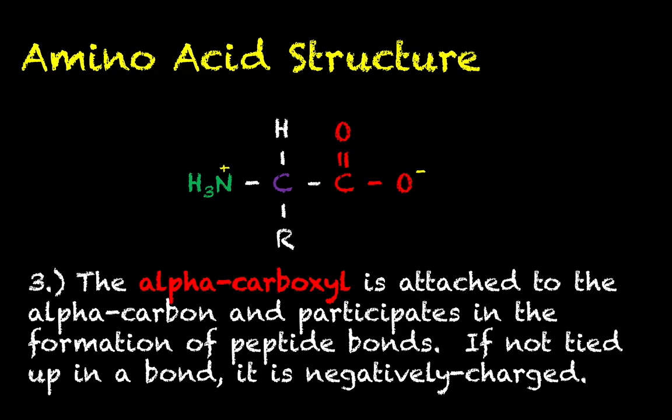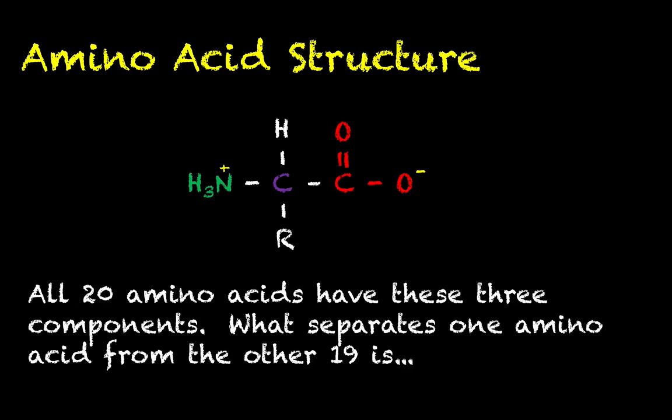In red, you see the alpha carboxyl group, which is also attached to the alpha carbon. Just like the alpha amine, the alpha carboxyl also participates in the formation of peptide bonds, and if it is not tied up in a peptide bond, it will be negatively charged at neutral pH values. So far we have introduced three of the four components of an amino acid.